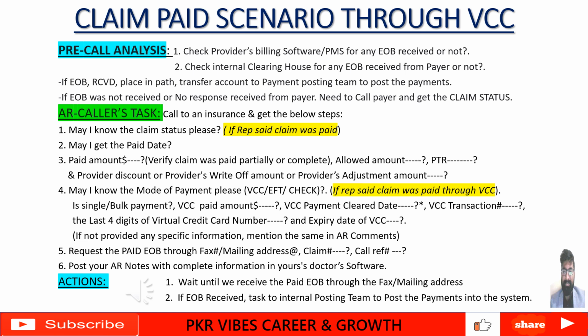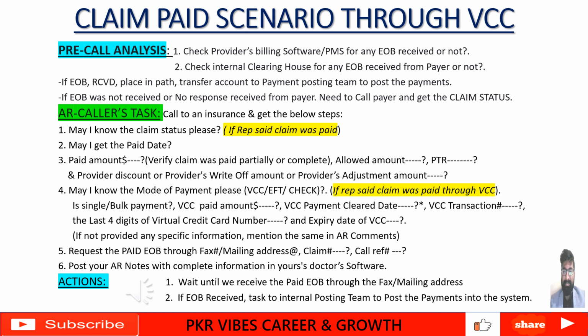Again, I am repeating briefly. First, you have to ask what is the virtual credit card paid amount, what is the virtual credit card payment clear date, and the transaction date or transaction number. For example, what is the transaction number for this payment? And what are the last four digits of your virtual credit card? And also what is the expiry date of the virtual credit card. This basic information you have to ask the insurance representative whenever the claim was paid through virtual credit card. This is the fourth point.